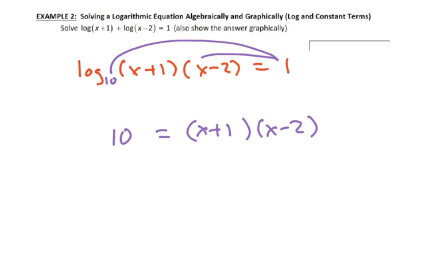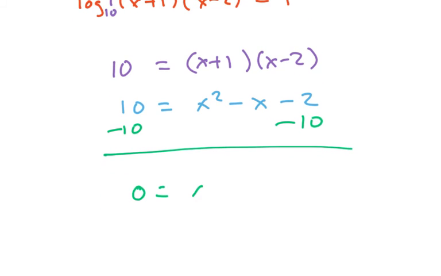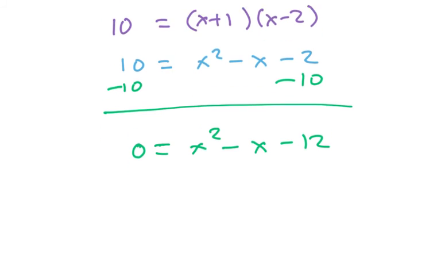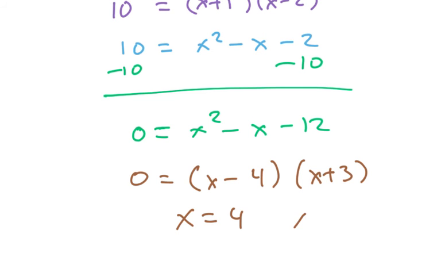And so we'll FOIL it out. x squared minus x minus 2 equals 10. We know anytime we see a trinomial, the goal is to get the trinomial by itself. So we'll just finish by solving. So we'll get x minus 4, x plus 3. We'll solve, so x is 4, x is negative 3.